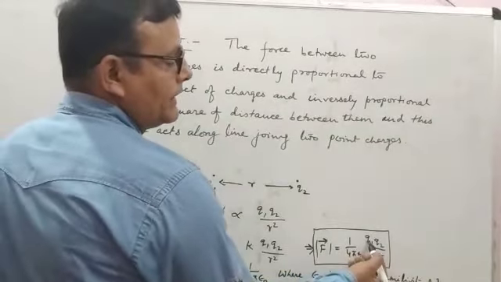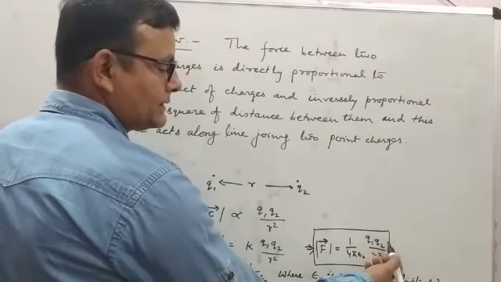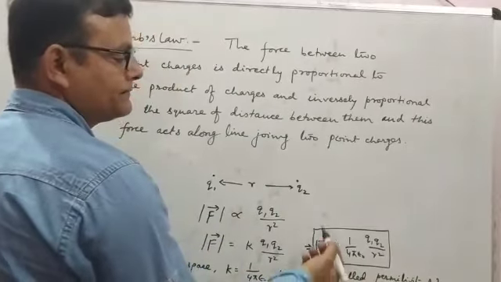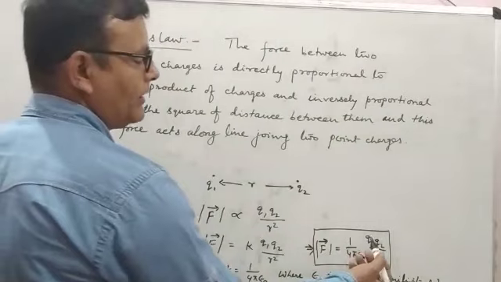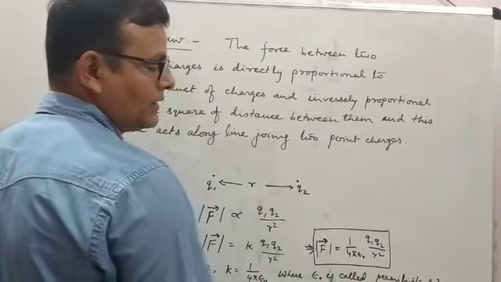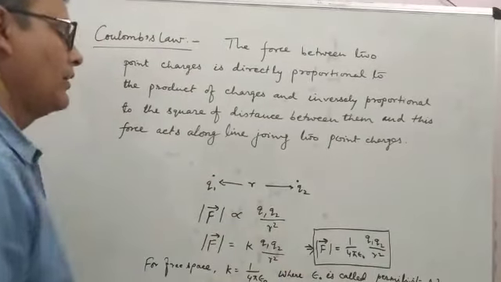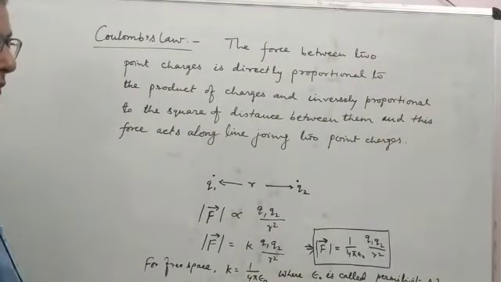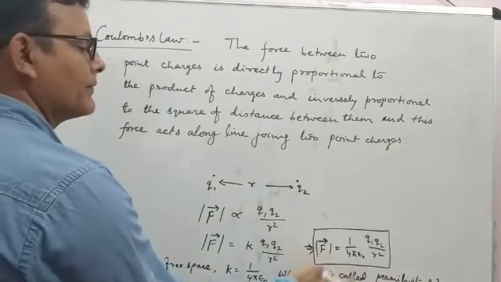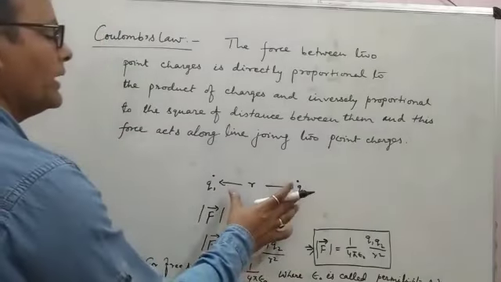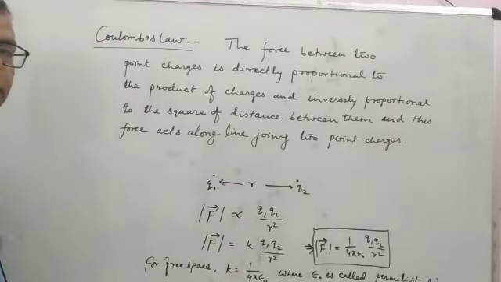If they are opposite charges, the force will be attractive. If they are like charges, the force will be repulsive. So we have the formula when 2 point charges are placed in free space.